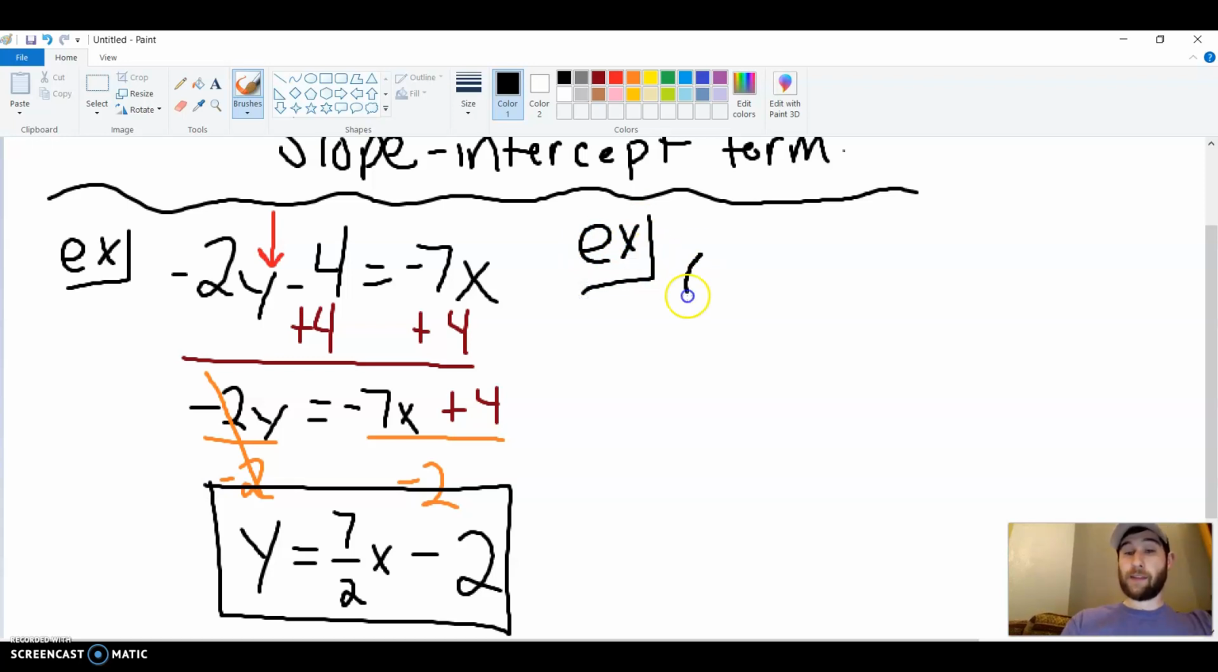The next example has a 0 on one side, and on the other side we have a negative y minus 6 plus 3x.